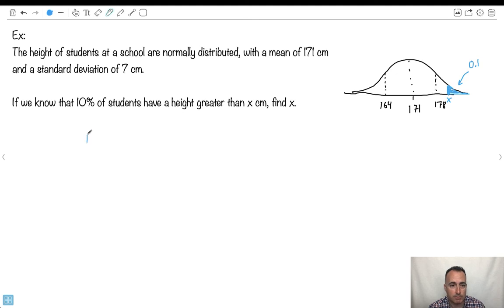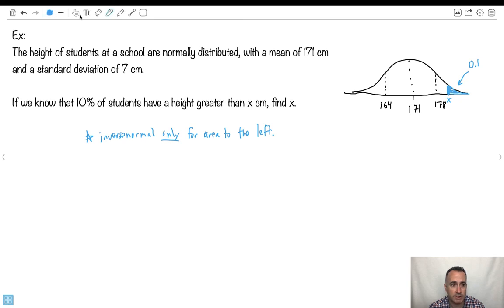But remember, inverse normal is only for area to the left. Is this an area to the left that I know? Nope, I cannot give my calculator this. Or else it'll give me the x value for which the area below it is 10%. Now, if you used symmetry, you could actually figure that out. But let's make it a little bit more clear here.